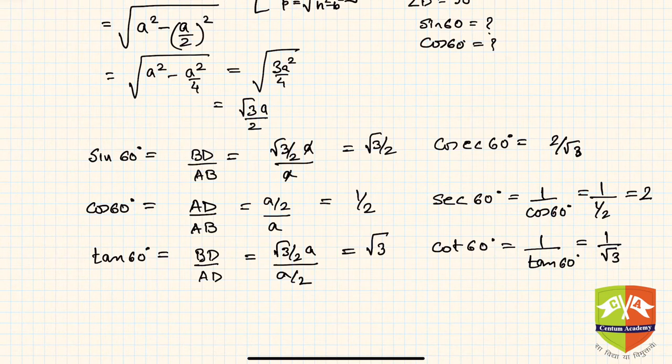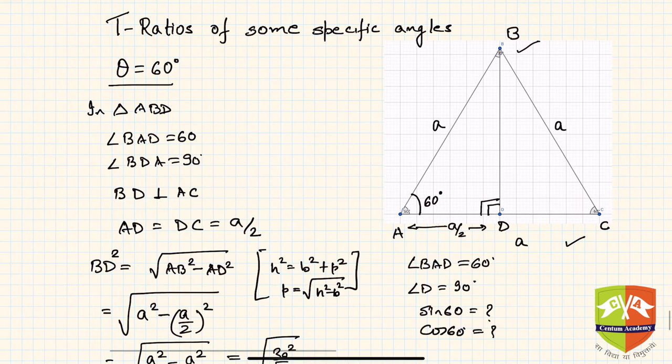Okay, in the same triangle, we can also find out the values for 30 degrees. So let us see how. So if this is 60 degrees and angle B is 60 also, so hence when BD is the perpendicular dropped from B onto AC, BD bisects AC as well as angle ABC in an equilateral triangle. So this angle is 30 degrees, right?